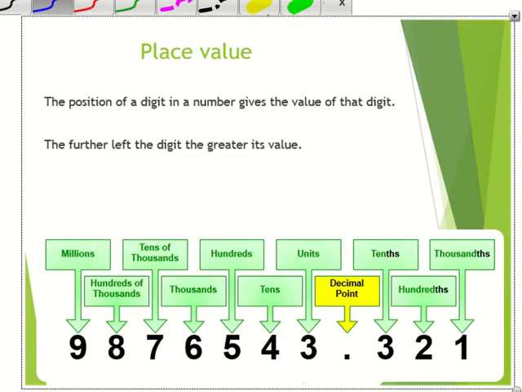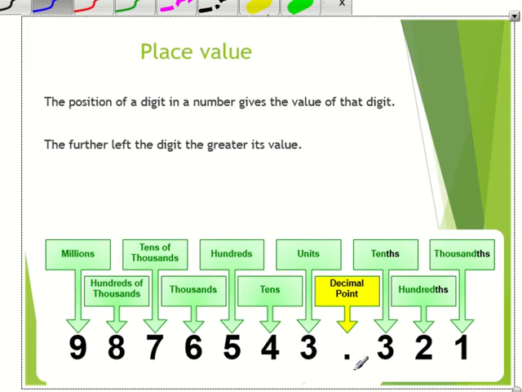So, before we look at ordering numbers, we have to just recap place value of numbers, because obviously knowing the different place values helps with the ordering. So the position of a digit in a number gives the value of that digit. The further left the digit is, the greater its value.